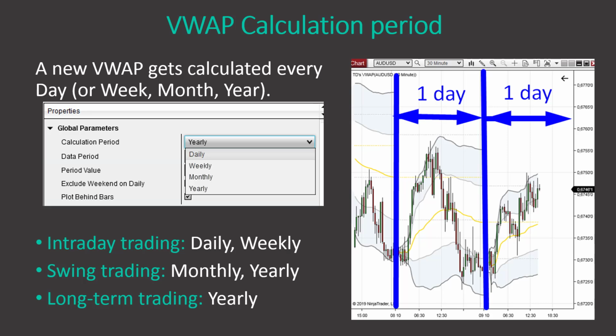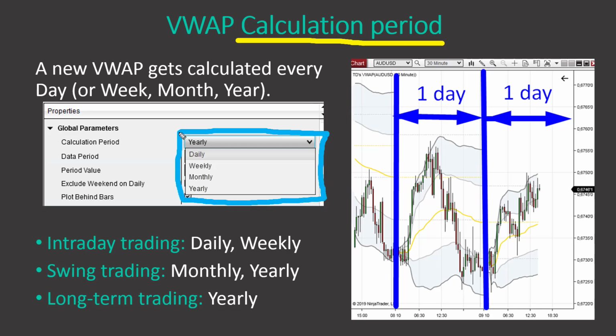Let's go a bit more into the settings of how to set up the VWAP. Now I'm going to be talking about the calculation period. And if you look at this screen, this is a screenshot from the settings panel of my VWAP indicator. Now in here, you can choose whether you use daily, weekly, monthly, or yearly VWAP.